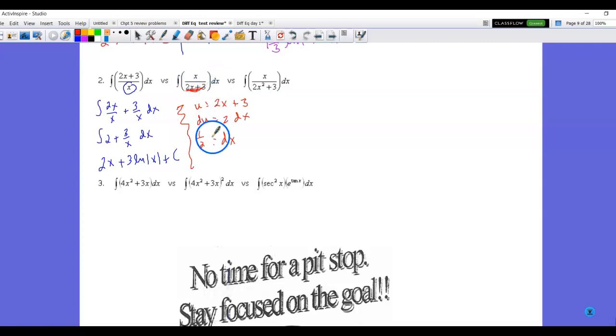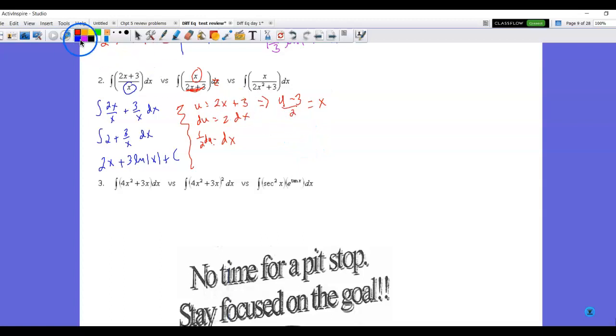I can replace, oops, I dropped my du, I see that now. I can replace dx with a 1/2 du, but daggone, there's a stubborn x right there. So I'm going to go back to the first line and solve that for x, or get x by itself. So I have (u minus 3)/2 equal to x.